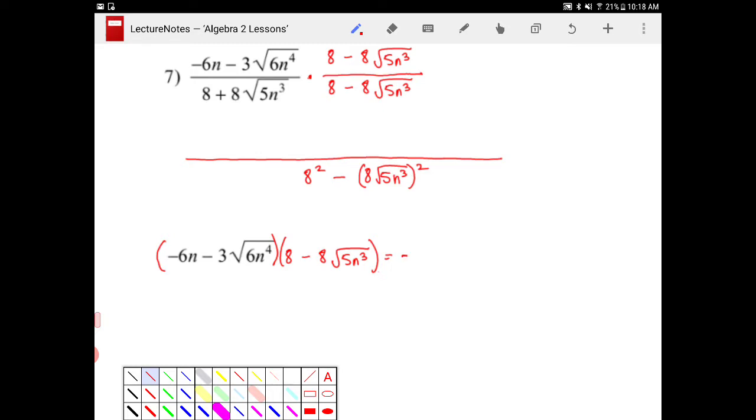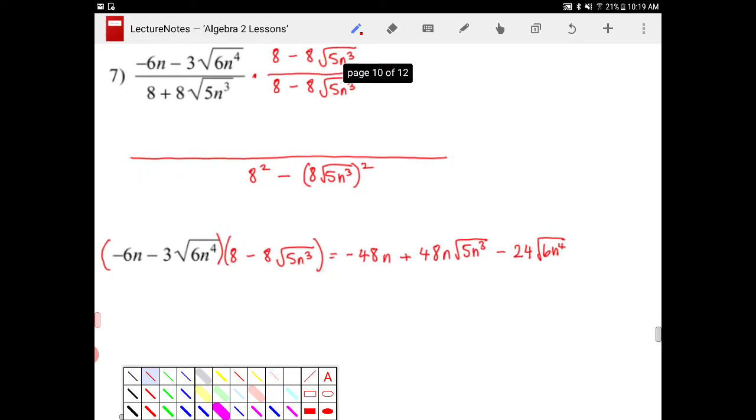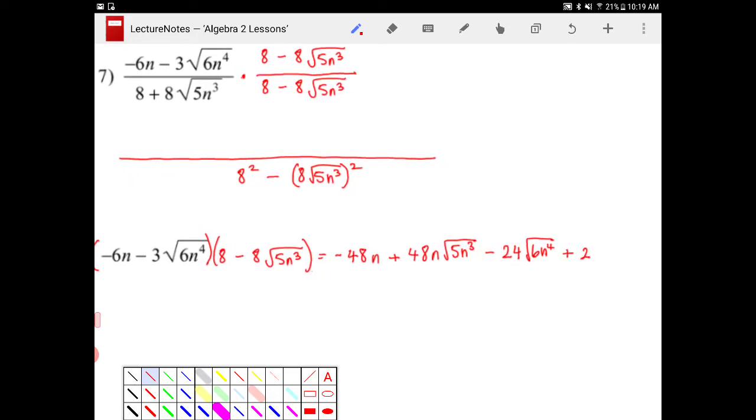So this is going to be negative 48n plus 48n radical 5n cubed minus 24 radical 6n to the fourth plus 24 radical 30n to the seventh.